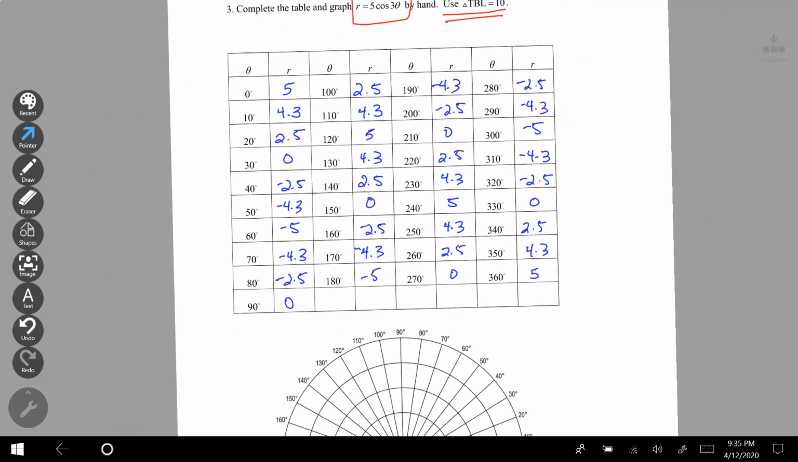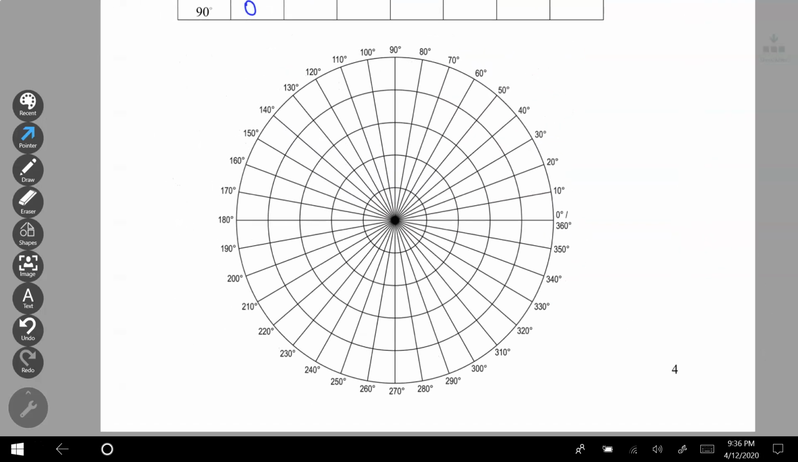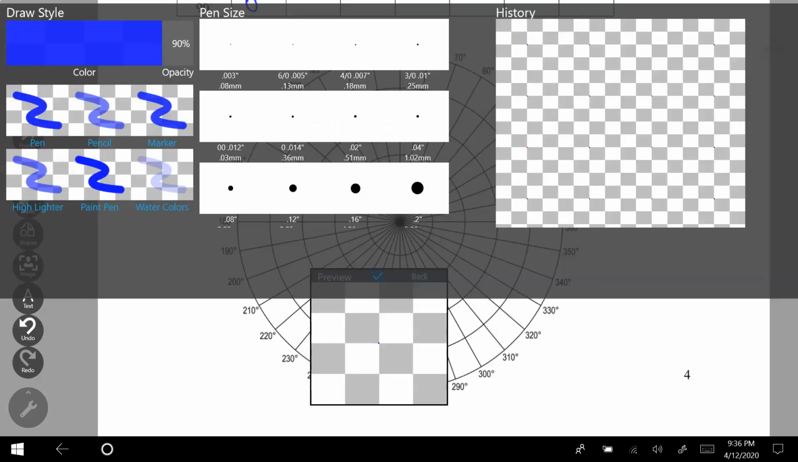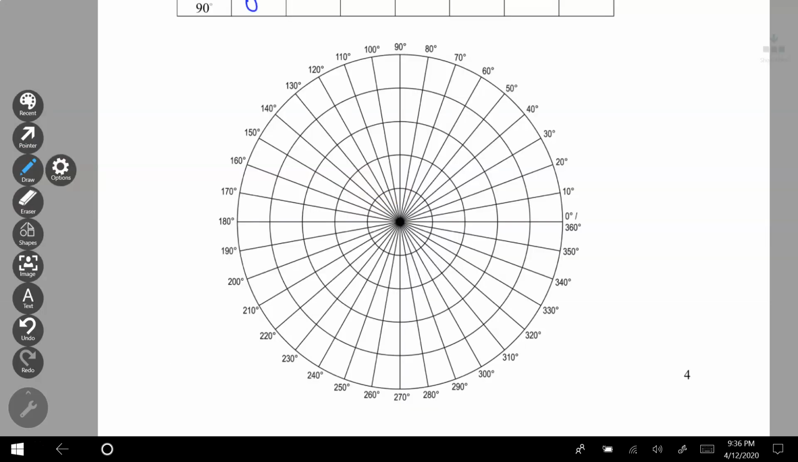But my first point is going to be 0, 5, and then 10, 4.3. So here's my grid. I'm going to do it in purple. So 0 angle, 5: 1, 2, 3, 4, 5. Notice this is a bigger grid than before. 10 is going to be at 4.3, so 10, 4.3. And then 20 is at 2.5, so here's 20.